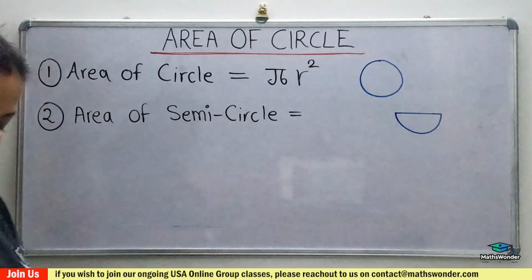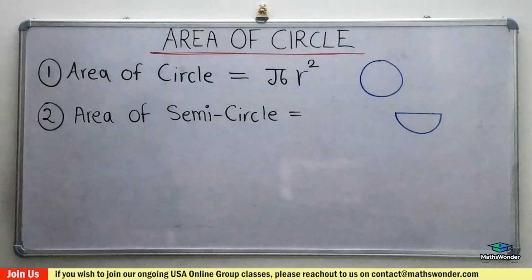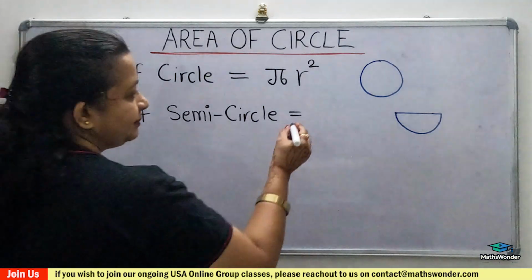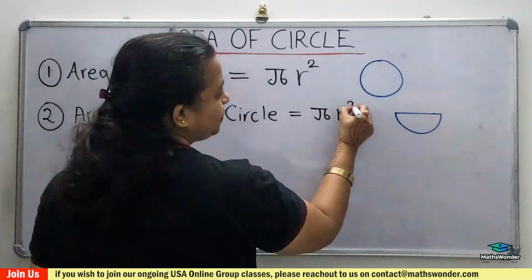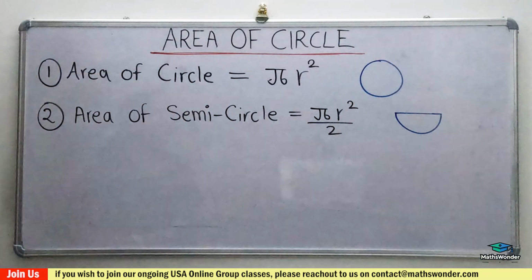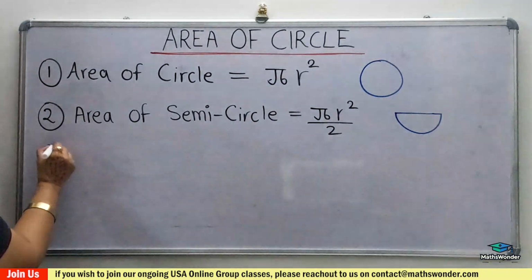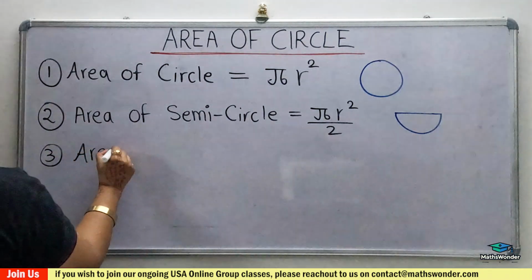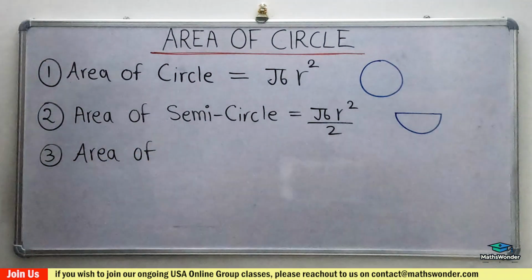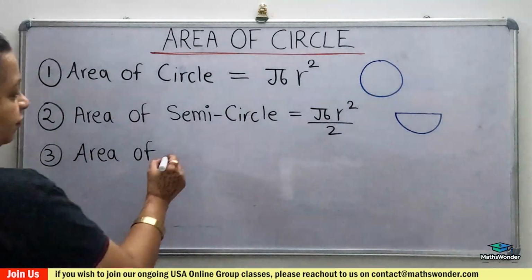Isn't it just pi times r divided by 2? Yeah. So pi r square divided by 2. Absolutely correct. Right? Now the third, because these formulas will be used in the application questions, is area of quadrant.